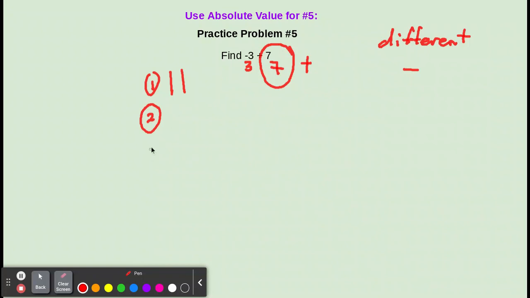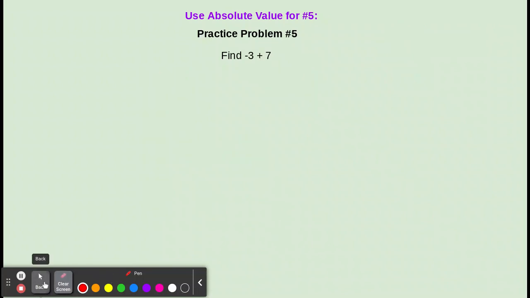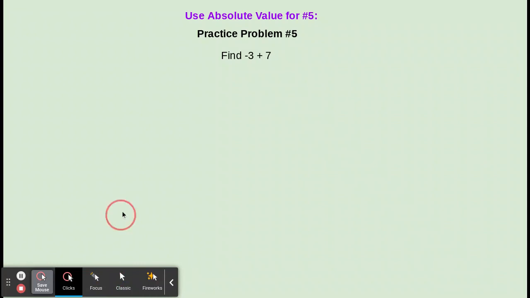Okay, third step. There are different signs. We know we have to subtract. So 7 minus 3 is what? 4. And the final step, we take our original sign and use that. So our answer is, you got it, 4, positive 4. All right. That is the end of 1.2.